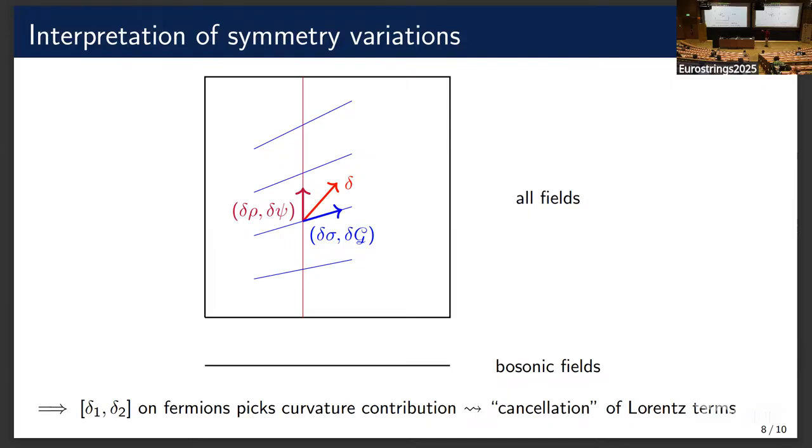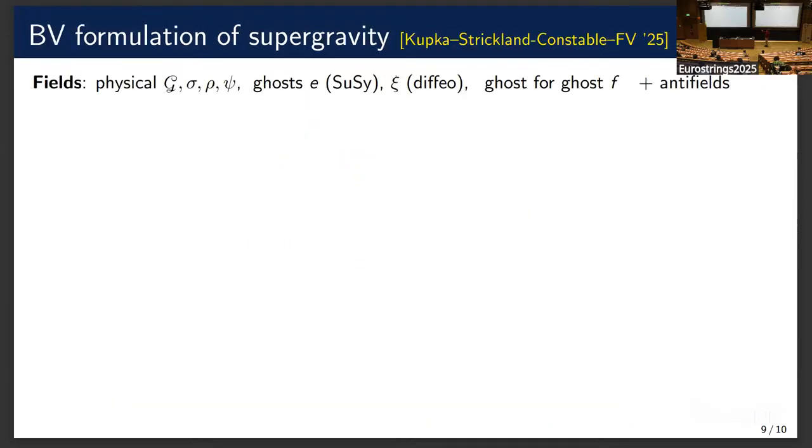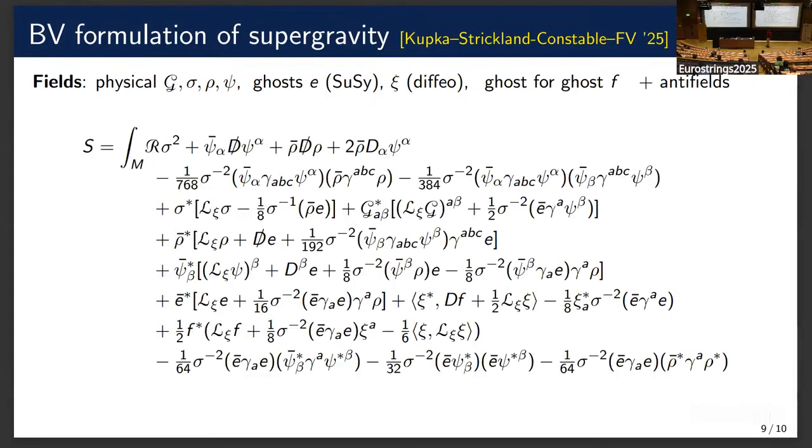And maybe just to finish, let me show you the full BV formulation of supergravity. As we said, the physical fields are these four guys. There is supersymmetry and generalized diffeomorphisms. That's all there is to symmetries. We call the ghosts E and Xi. And there is a ghost for ghost. And then there are antifields to each of them, as usual in BV formalism, which I will denote by star. And then this is the action. It might not look short, but it is very short.